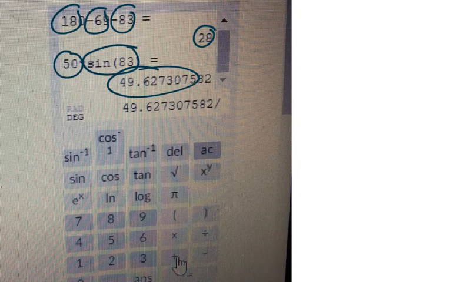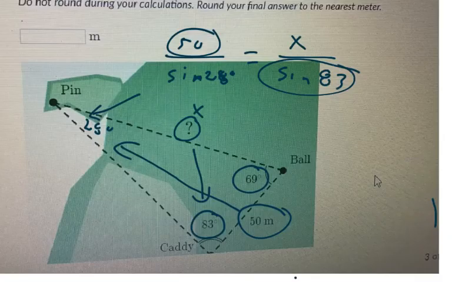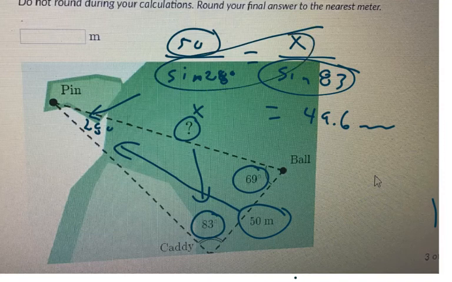It is 49.6. Now I'm going to leave that in my calculator because I'm going to calculate with the whole number, not round it off at the beginning. I'm going to round it off at the end. So my calculations are more accurate, you see? So now that I know that's 49.6 and some change, that equals x times the sine of 28 degrees, right?